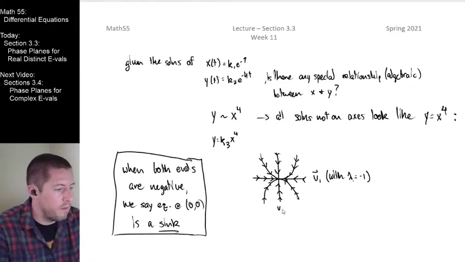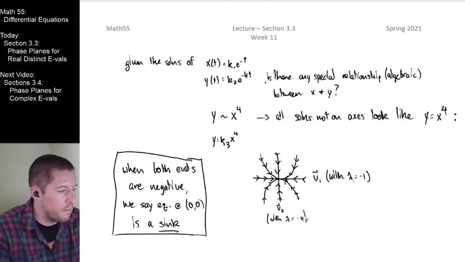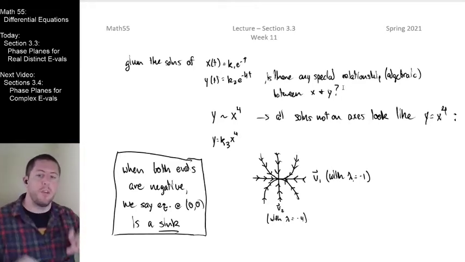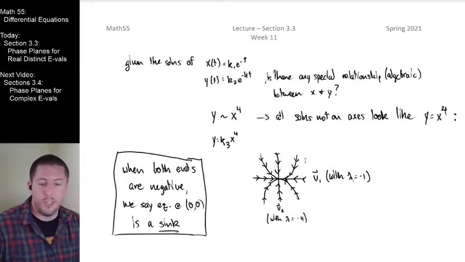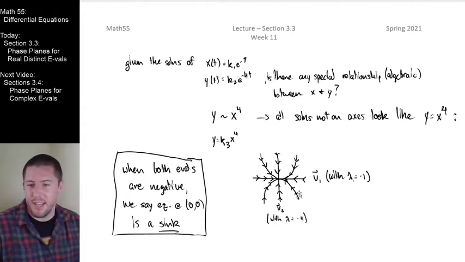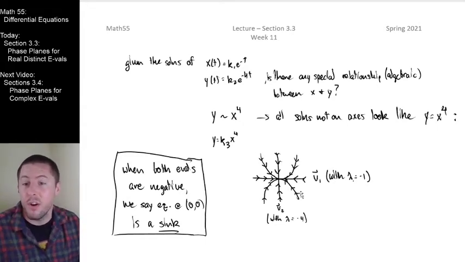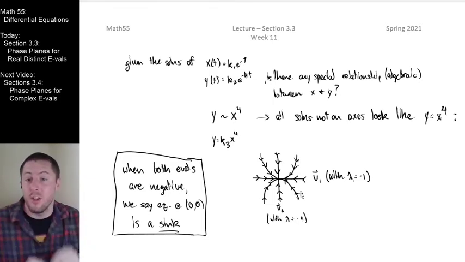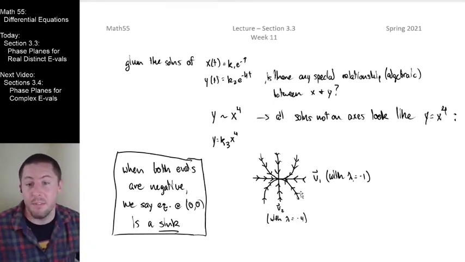This right here was our V2. That was with lambda equals -4. So here's kind of the thing that I'm seeing. If you go far away from the origin, what is really like the slope of this x to the fourth curve looking like? What's the slope of x to the fourth as you get really far from the origin? It should be almost vertical, right? And vertical is what our lambda equals -4 is saying to us.